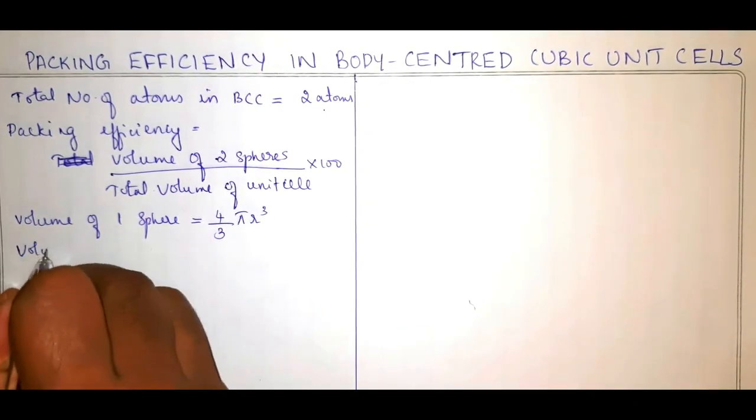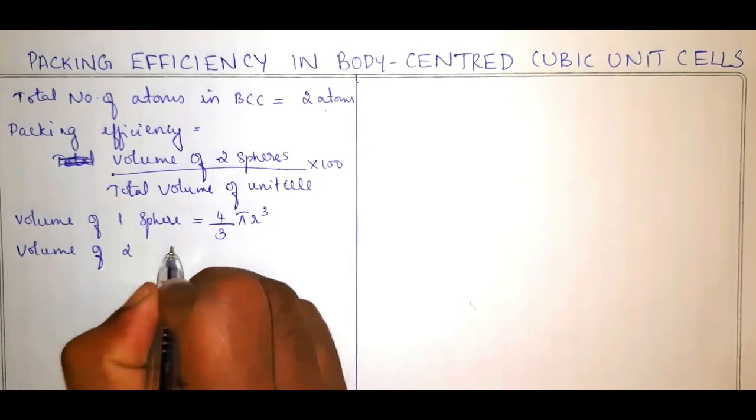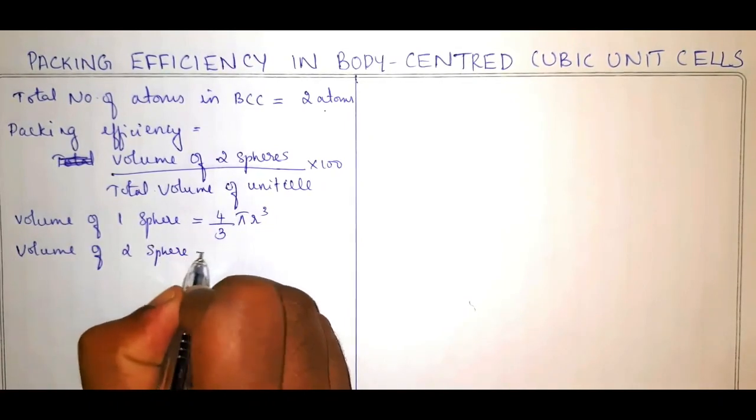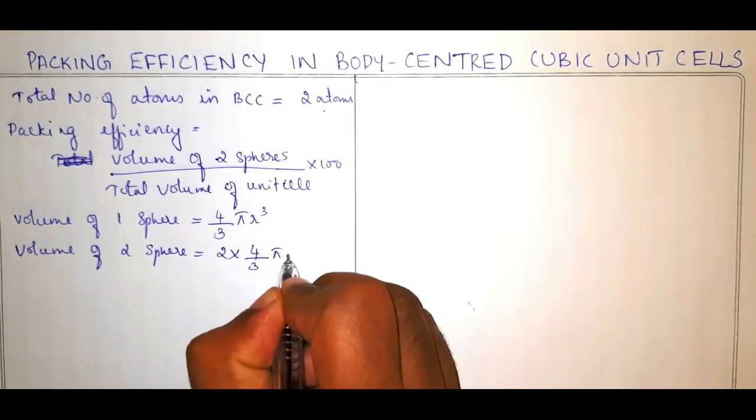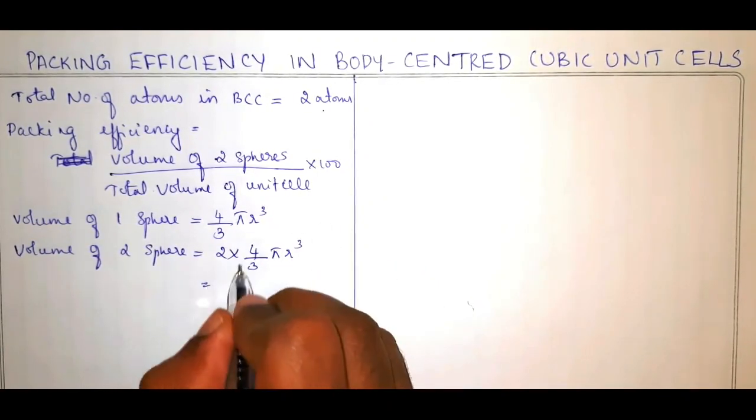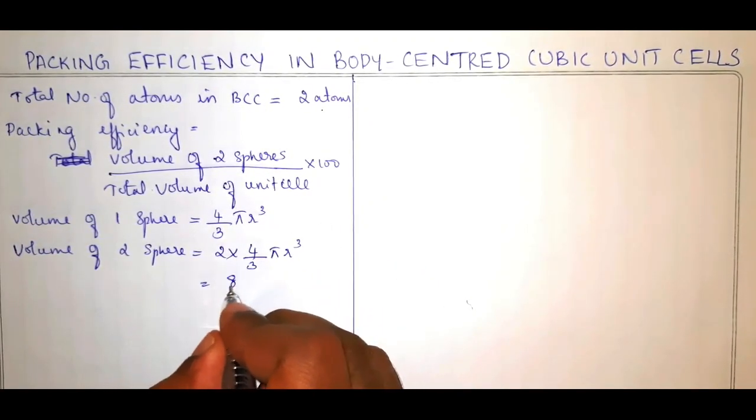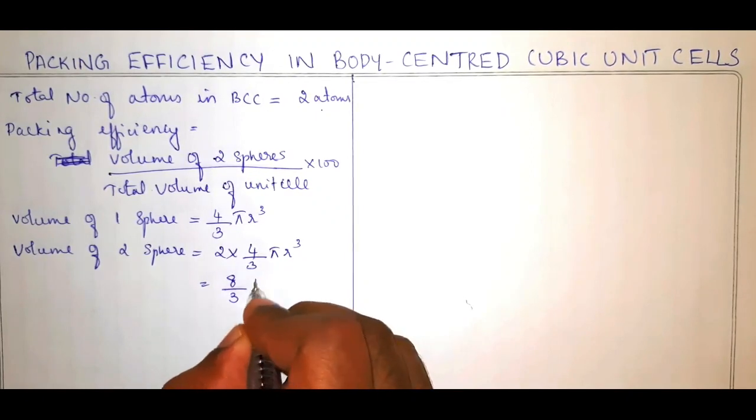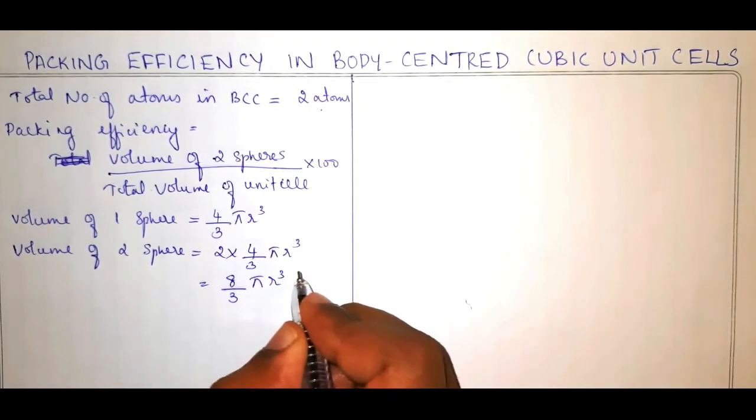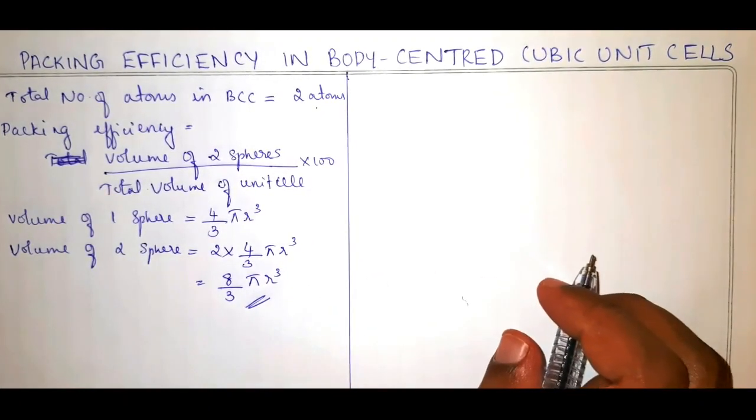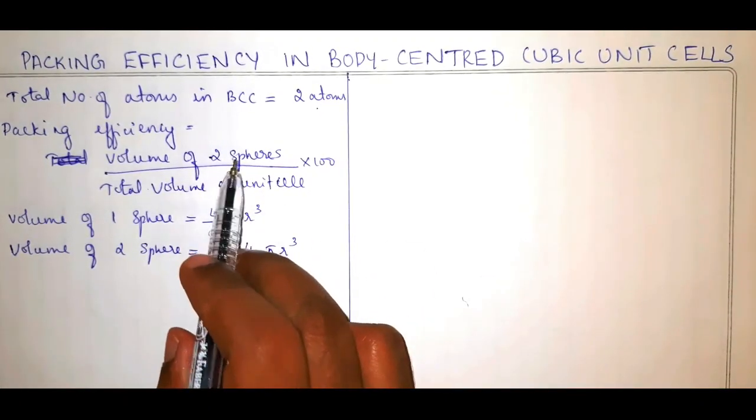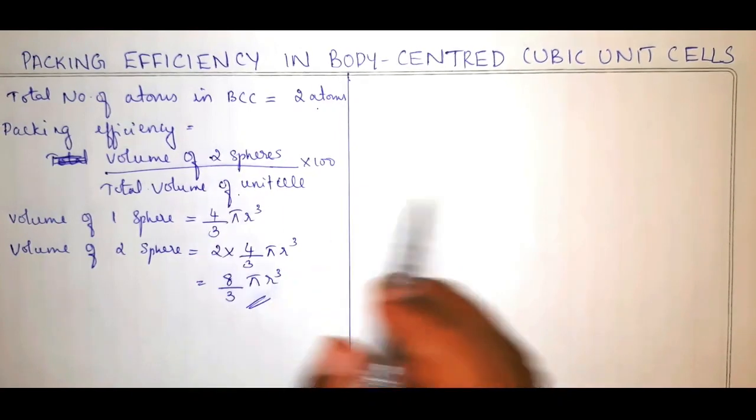Then what is the volume of 2 spheres? Volume of 2 spheres is equal to 2 into 4 by 3 pi r cube. So we'll get it as 4 into 2, 8. So it will be 8 by 3 pi r cube. That is the volume of 2 spheres. Now you need the total volume of the unit cell.